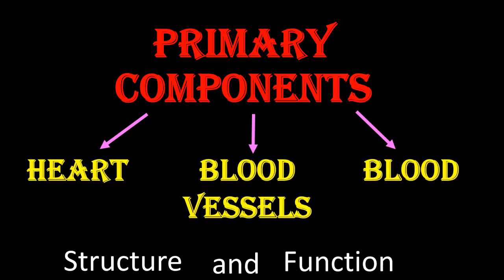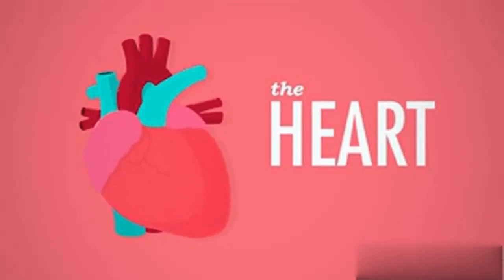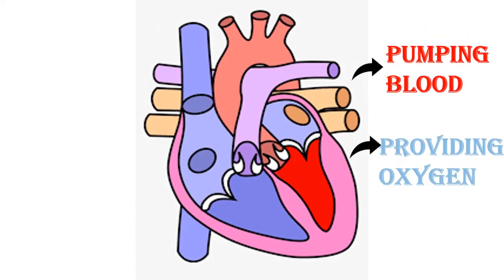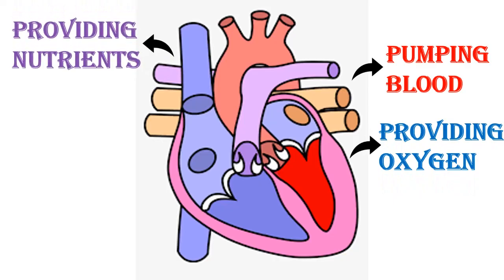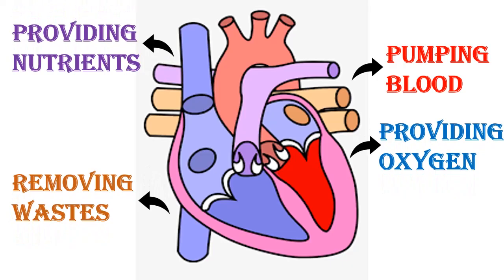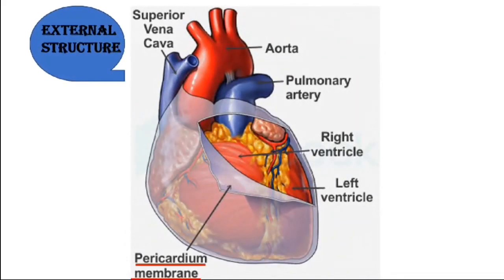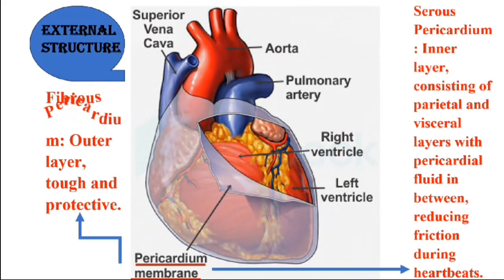Heart. The human heart is a muscular organ responsible for pumping blood throughout the body, providing oxygen and nutrients to cells and removing metabolic waste. Here's a detailed overview of its structure. External structure. Pericardium. Double-layered sac that encloses the heart. Fibrous pericardium. Outer layer, tough and protective. Serous pericardium. Inner layer consisting of parietal and visceral layers with pericardial fluid in between, reducing friction during heartbeats.